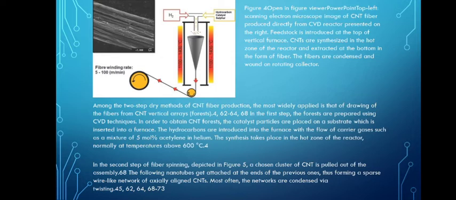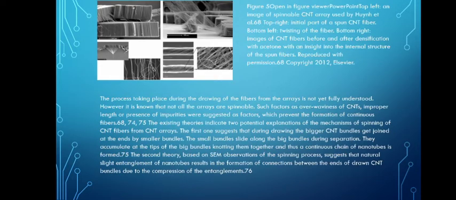The furnace becomes a source of iron catalyst clusters whose size is controlled with the aid of sulfur. Among the two dry methods of CNT fiber production, the most widely applied is that of drawing the fiber from CNT vertical arrays. In the first step, the forests are prepared using the CVD technique. In order to obtain a CNT forest, the catalyst particles are placed on a substrate which is inserted into a furnace. The hydrocarbons are introduced into the furnace with the flow of carrier gases such as a mixture of 5 mol% acetylene and helium. The synthesis takes place in the hot zone, the reactor normally at a temperature above 600 degrees.